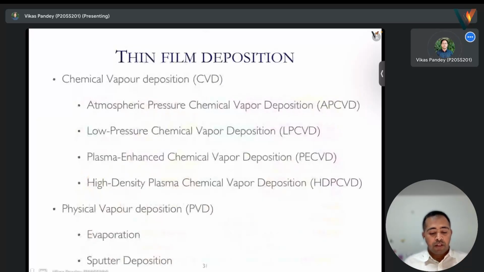Okay, then comes one important point. Till here, I think I covered things which were not that much covered in our classes. Now comes something that we have, in fact, covered a bit in the class. That is thin film deposition.